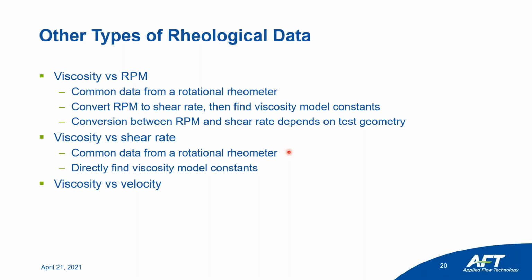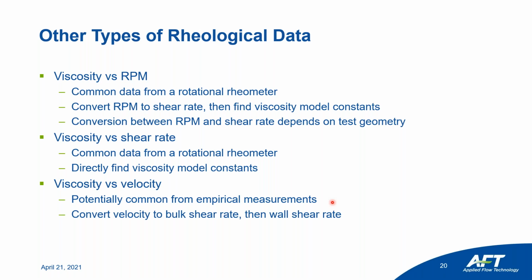Another common type is viscosity versus velocity. Maybe you know flow based on empirical measurements at a velocity, and you can measure that viscosity. And so here you'd want to convert your velocity to bulk shear rate. I believe it uses the equation 8 multiplied by the velocity over the diameter of your pipe, which will give you that bulk shear rate. And then from there, you can determine that wall shear rate, which again, our help file for Fathom 11 and Impulse 8 goes into with a lot more detail.